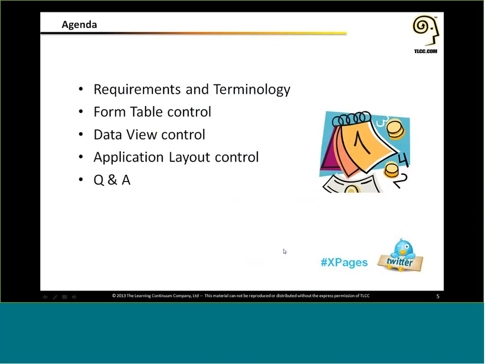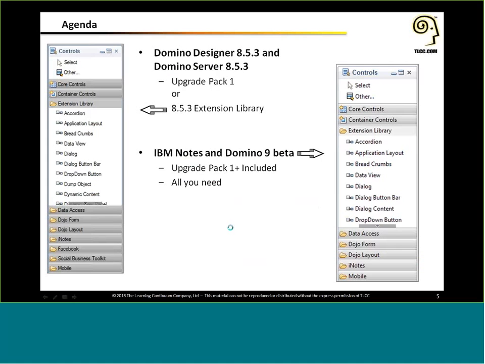Then we're going to talk about 3 controls today: the form table control, the data view control, and the application layout control. So what do you need? What you need is one of 2 things in terms of your Domino systems. You need either 853, both designer and the server. And if you're running 853, you need to have either the Upgrade Pack 1 or the Extension Library.